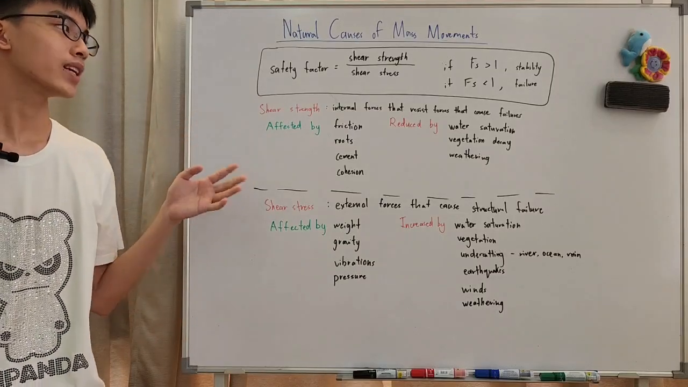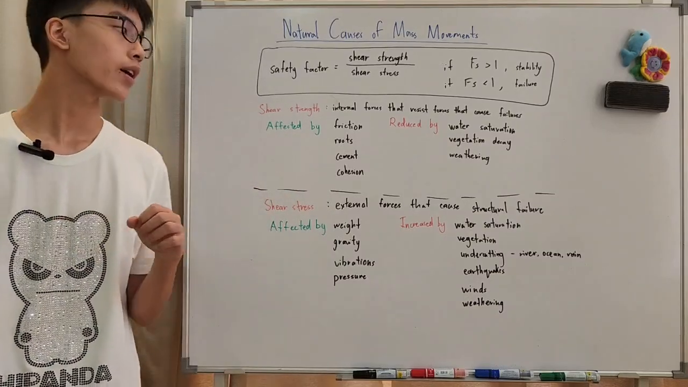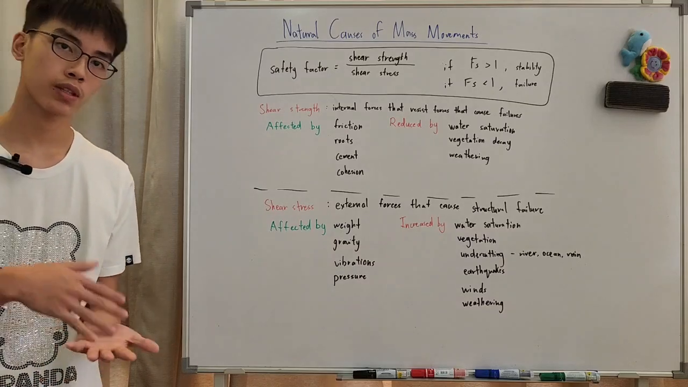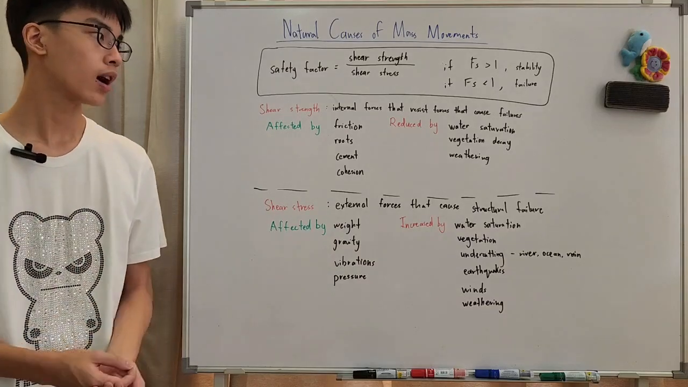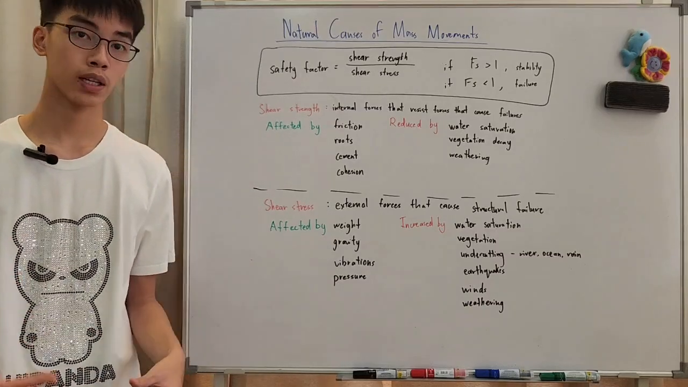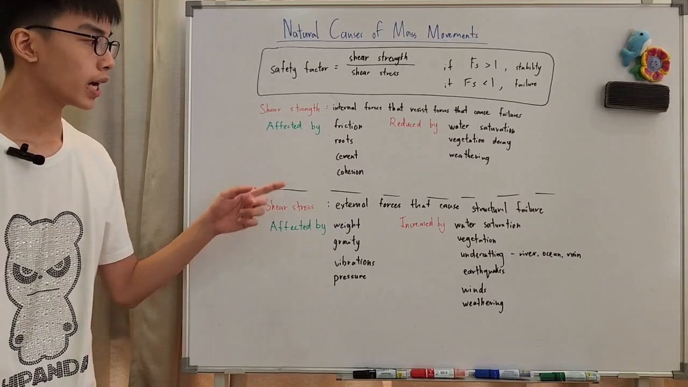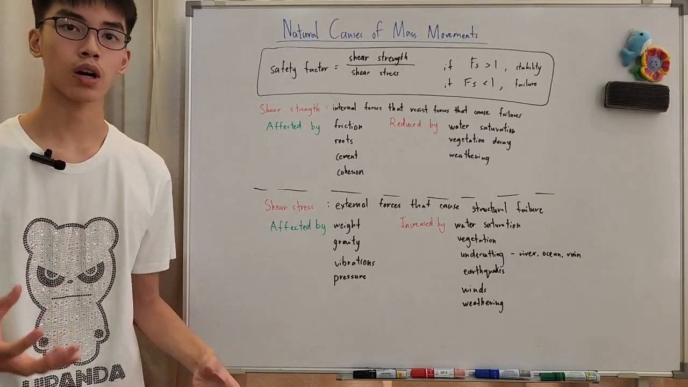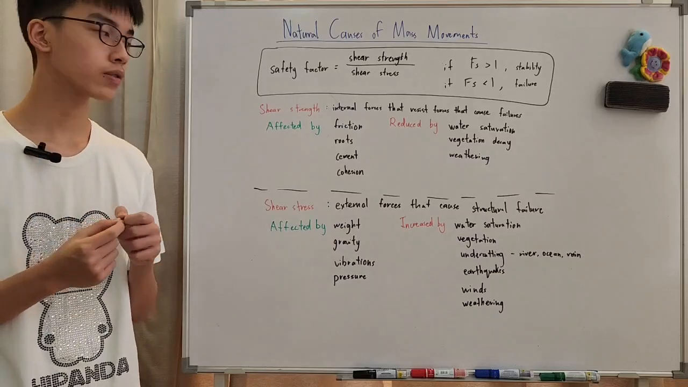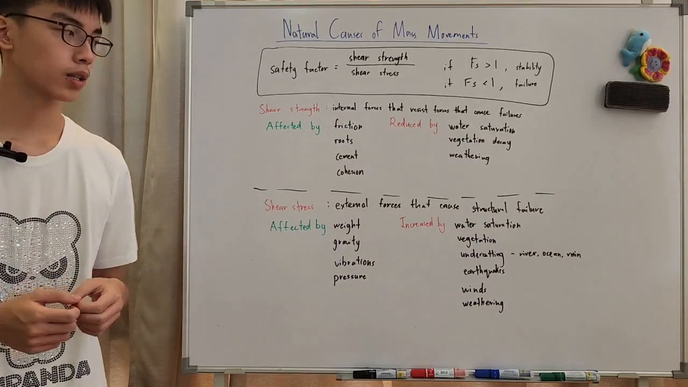Well, shear strength is the internal forces that resist forces that cause failure, affected by friction. So the frictional force between your rocks, between your regolith, your soils, how tight that is, your roots, your vegetation that holds your soil, your regolith, and your rocks together, how deep it is as well. And your cement is what holds your rock minerals together, and cohesion between your particles themselves. So clay, for example, is really sticky, so it's high cohesion.